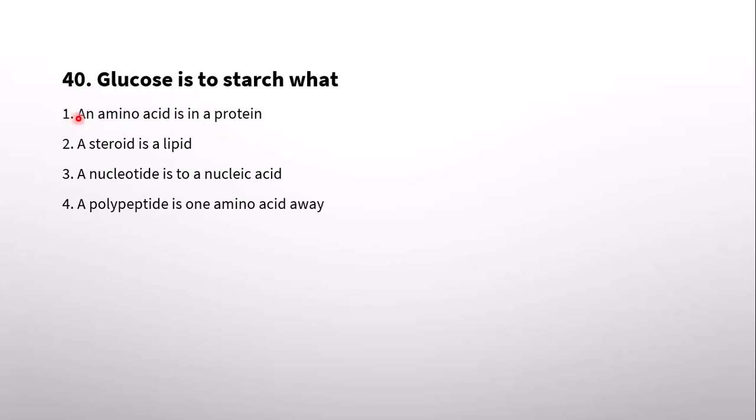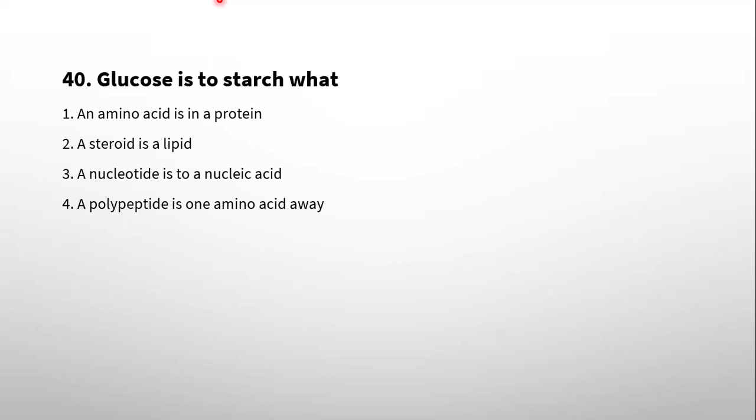Okay, one says an amino acid is in a protein. Yes, glucose is monomers. Starch is a large polymer of glucose. So we have glucose, which is monomers of starch. Same as amino acid, monomers of proteins. Protein is a big polymer. 2. Steroid is to a lipid.